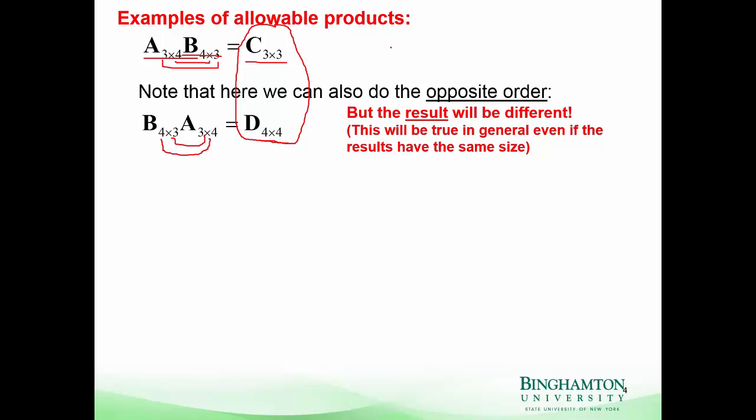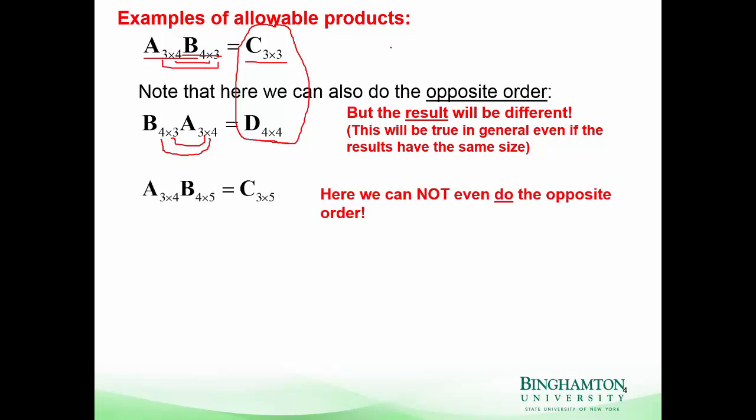And that will be true even for square times square, where each order is doable and each order gives you the same size result, but there's no guarantee that the results will be equal to each other. So keep that in mind: matrix multiplication is not commutative, so we cannot interchange the order. There's a very specific order, and if it says A times B, you cannot switch those things around.